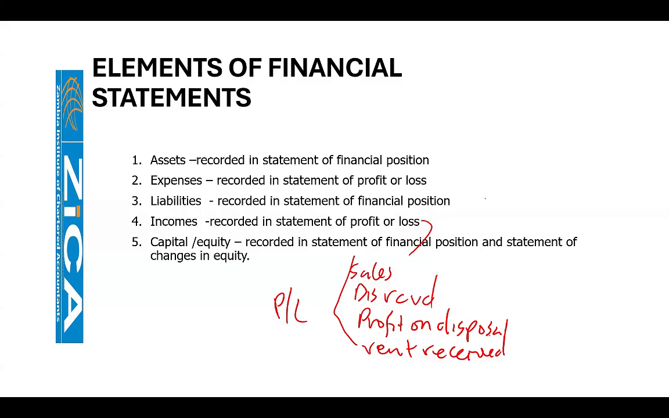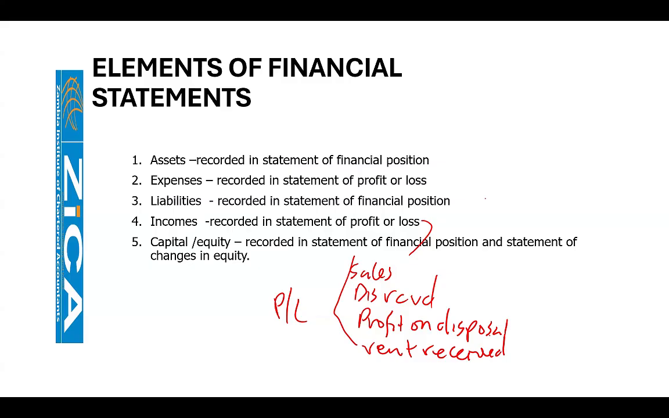And then we have an item of capital. We call it capital for a sole trader as well as partnership. We call it equity if it is referring to limited liability companies. So these are recorded in the statement of financial position. Okay, but also we need to appreciate the fact that any movements in equity or capital will go to the statement of changes in equity.